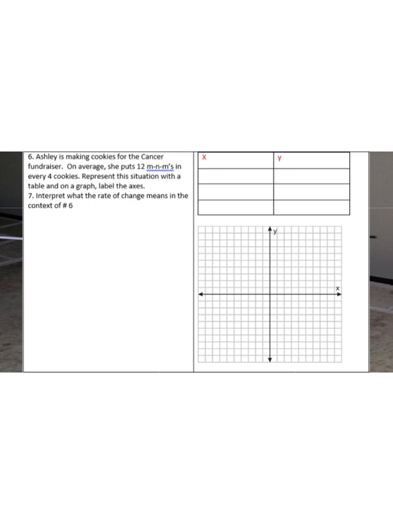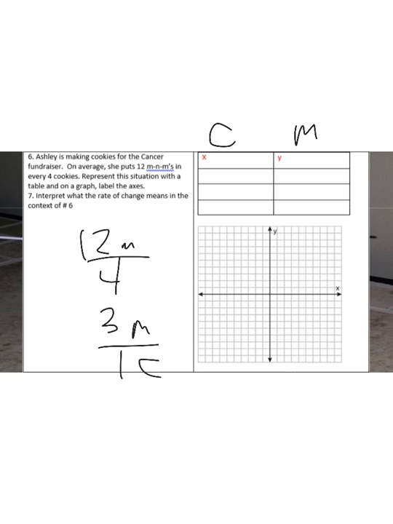So, let's see. She's going to put 12 M&Ms in every 4 cookies. We can simplify that to 3 M&Ms in every 1 cookie. And so if I make cookie my x and M&Ms the y, because the cookie is the independent variable, then according to this, if I have 1 cookie we have 3 M&Ms, and if I had 2 cookies, it would take me 6 M&Ms.